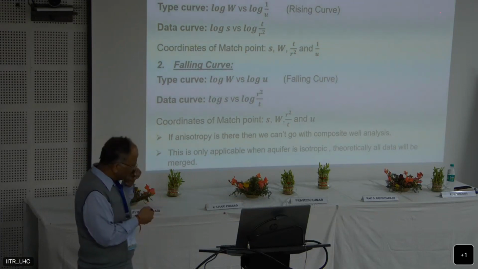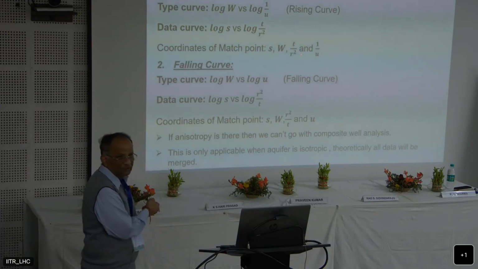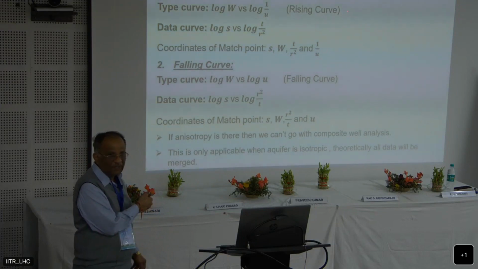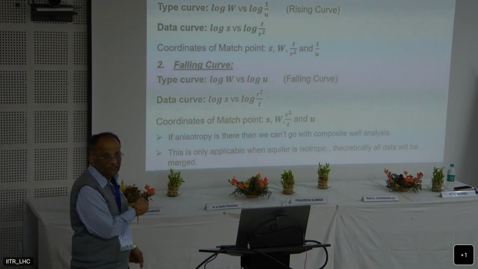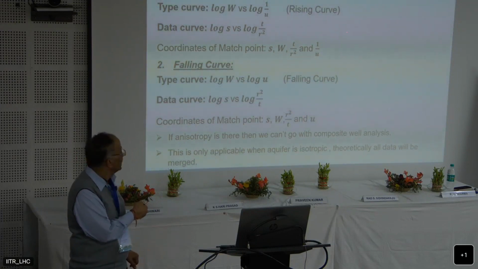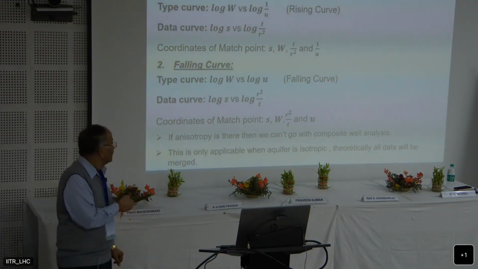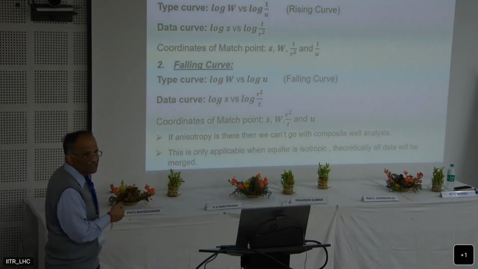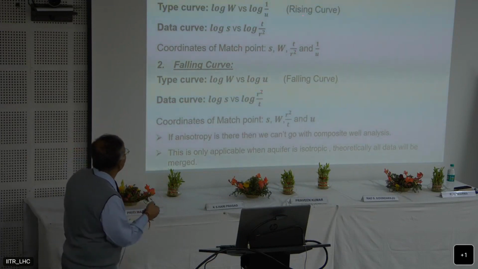Basically, we know that s is equal to Q by 4 pi T into W of U. So s I know, W I know, and Q is known to us. So first we will find out T, using s and W. Once we get T, 1 by U is r square S by 4Tt. Using these two, we can find out S. This is how we find it.